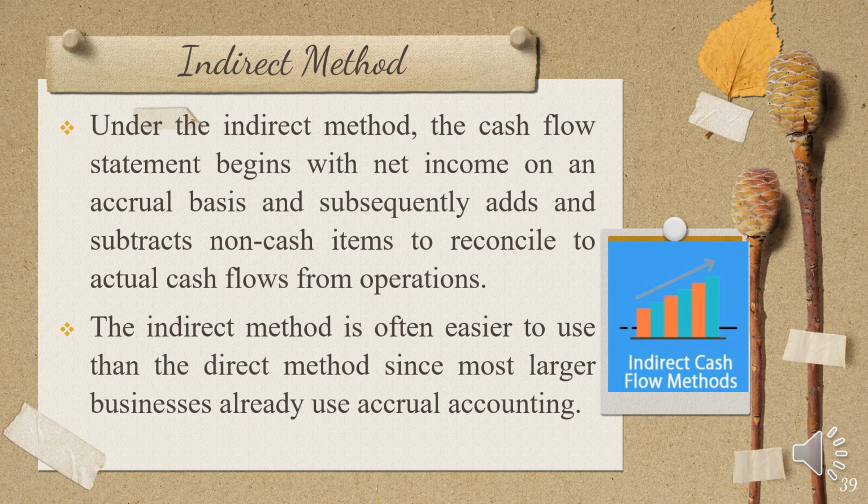Under the indirect method, the cash flow statement begins with net income on an accrual basis and subsequently adds and subtracts non-cash items to reconcile to actual cash flow from operations. The indirect method is often easier to use than the direct method since most larger businesses already use accrual accounting. The complexity and time required to list every cash disbursement, as required by the direct method, makes the indirect method preferred and more commonly used.